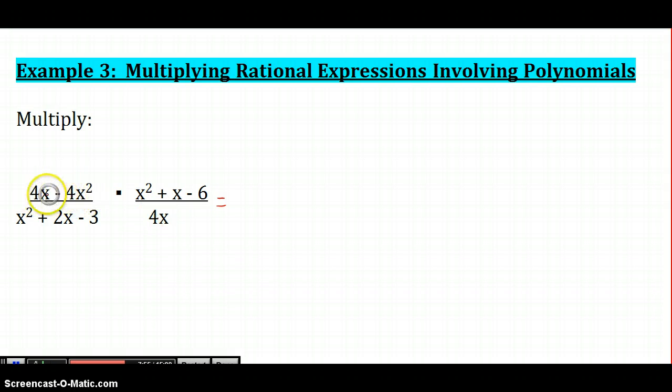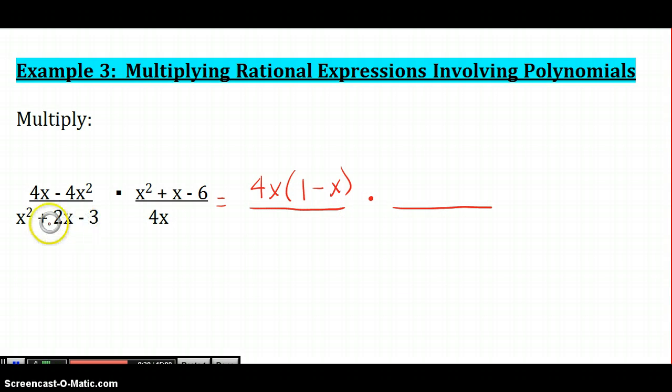This part right here, we have a 4x minus 4x squared. I can pull out a 4 and an x. And when I do that, I'm left with, I pulled out a 4x, so I have 1 minus, if I pull out a 4x here, I'm just left with an x. I have a times in the middle.